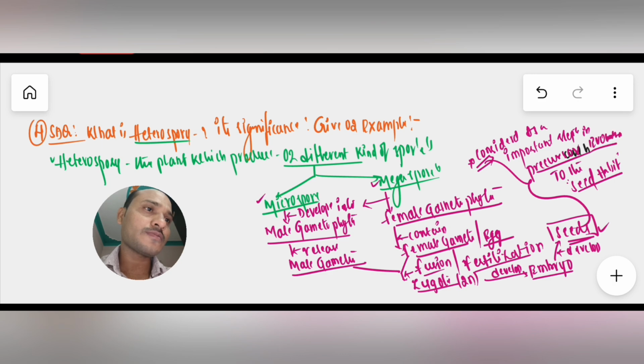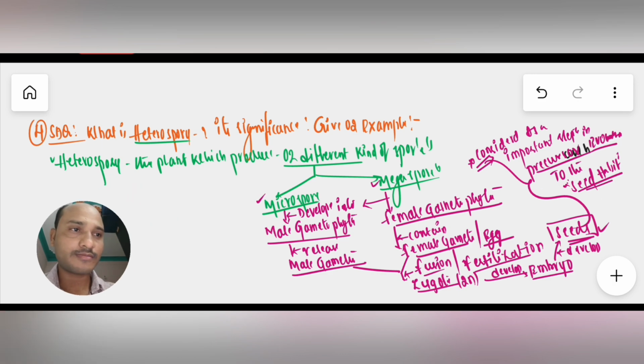So here, the seed habit, or seed, is formed for the first time in heterosporous plants, remember. And here you need to remember examples. All these are the significance; from here to here you need to write the significance and give two examples. So we have two best examples for heterosporous.